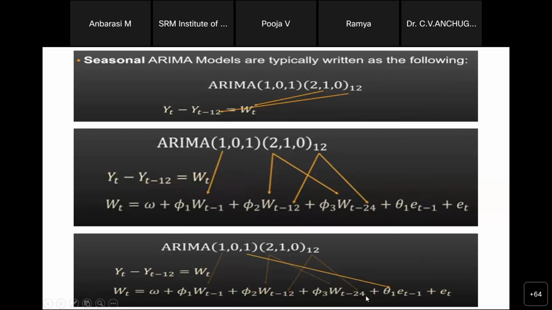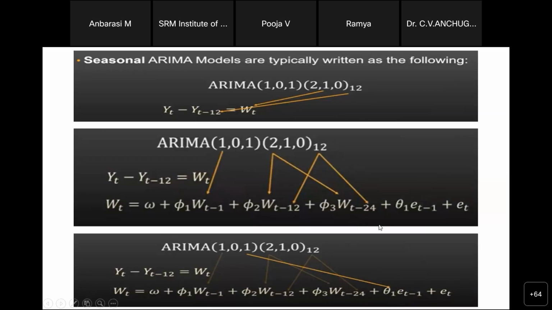Next, this theta is another value, the moving average value we are going to consider. Moving average value means the previous error value and the current error value will be considered. This is how it should be considered as an equation. Okay, this is how the seasonal values are also considered for the seasonal ARIMA model.